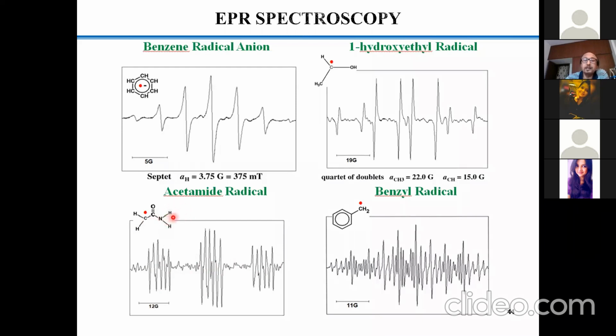So 3 into 3, 9 lines. So each of these three signals is split further into 9 lines. So this is how, and this is where the complications are. But it's understandable.